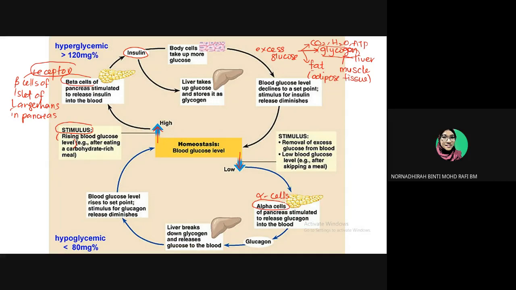So it will be detected by alpha cells of islet of Langerhans pancreas, which will act as receptor. Okay, apa dia akan buat? Okay, alpha cells ni will act by releasing glucagon. Okay, dia akan secrete glucagon. Alright, so what will glucagon do?